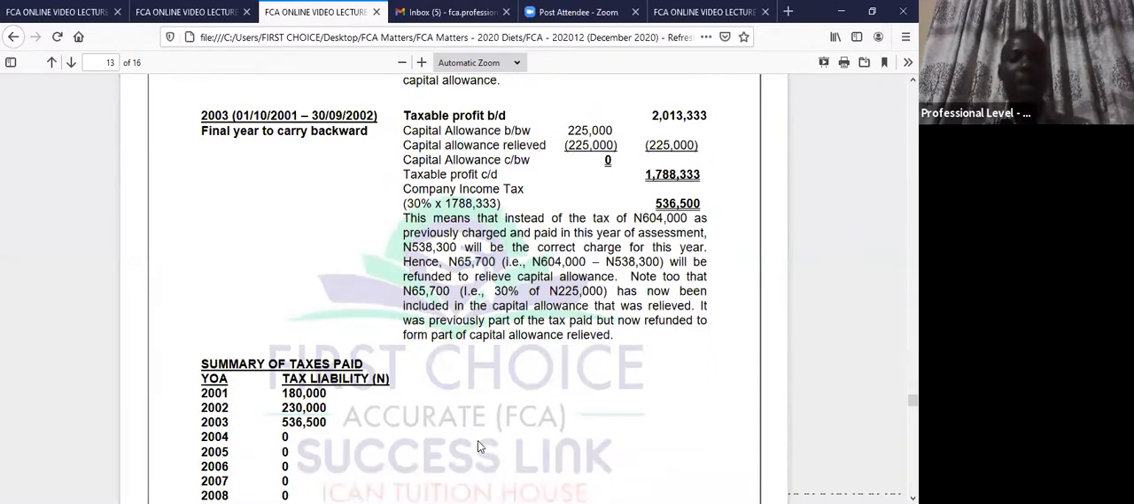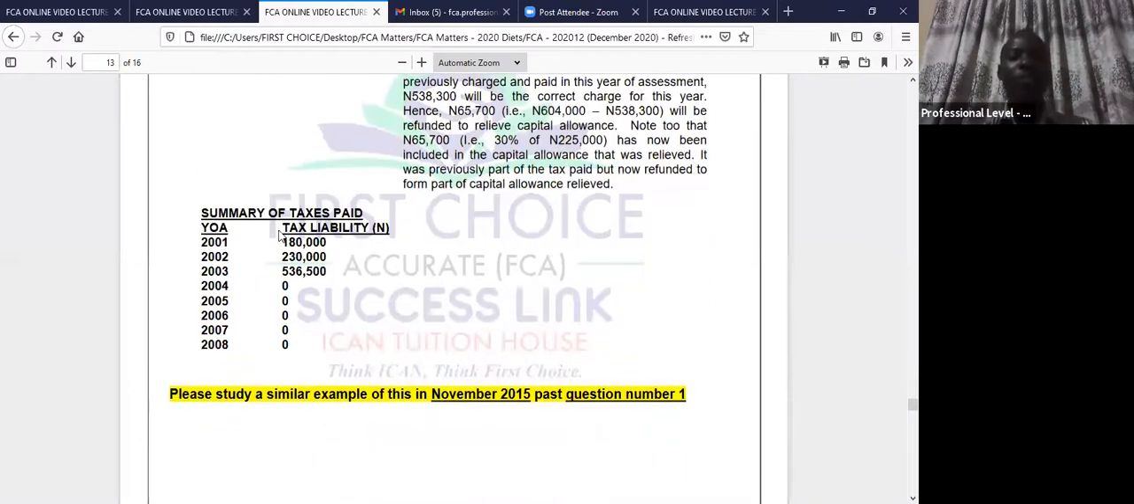So look at your summary of tax now. In 2001, you would have paid this. 2002, this. 2003 is this difference, the 536,500 that you are paying. From 2004 down to 28, we are paying no tax. All the taxes you paid in 24, 25, 26, 27 would have been reviewed and given to you.